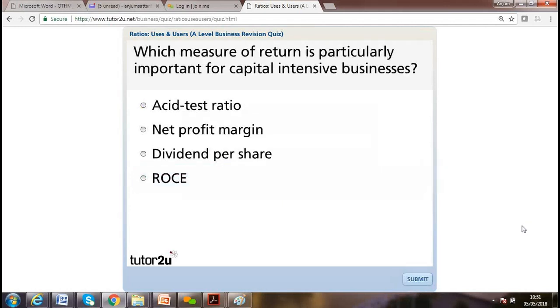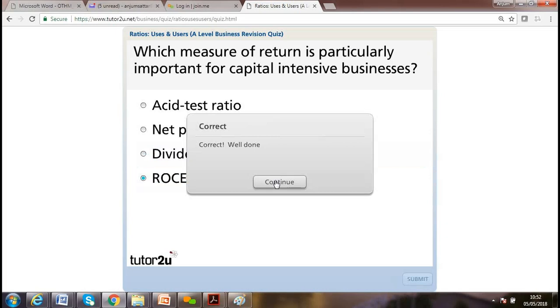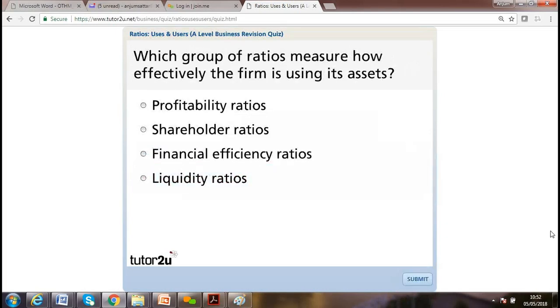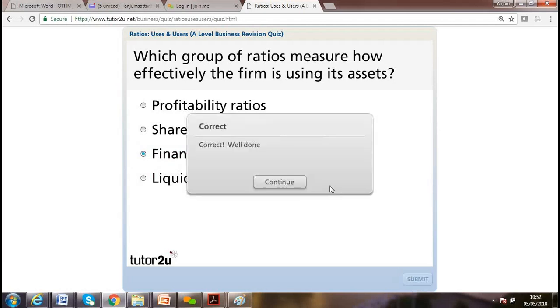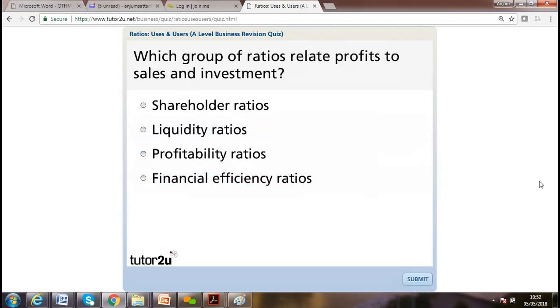Okay, which measure of return is particularly important in a capital intensive business? Capital intensive is, I think, ROCE. Well done, return on capital employed. Okay, which group of ratios measures how effectively the firm uses assets? Financial efficiency ratios. Well done. Which group of ratios relates profits to sales and investment? Profitability ratios.